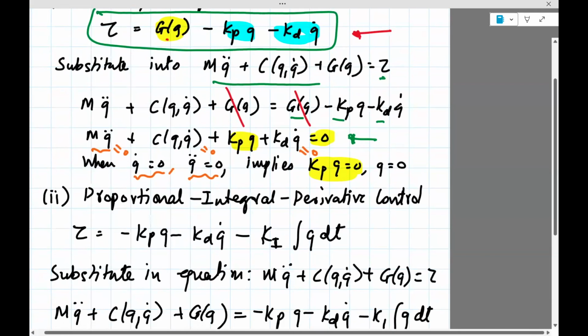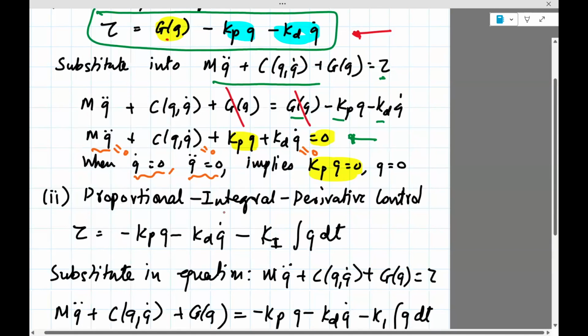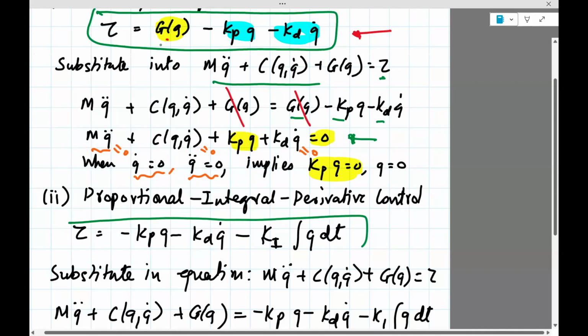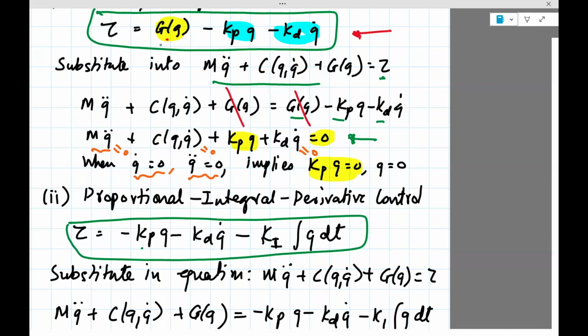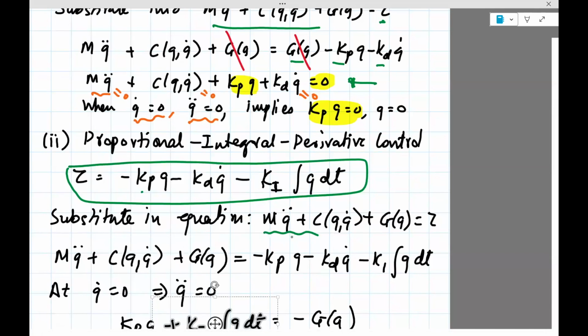So the other way to fix this issue is the proportional integral derivative control. This is the form of a proportional integral derivative control. Here we have KPQ minus KDQ dot, the proportional derivative term, and then there is this third term, which is the integral control. It basically takes Q dt, it sums the joint angles, and then multiplies with the gain matrix Ki, and then subtracts it. Now if you substitute this in the same equation, this is the equation of motion, left hand side.